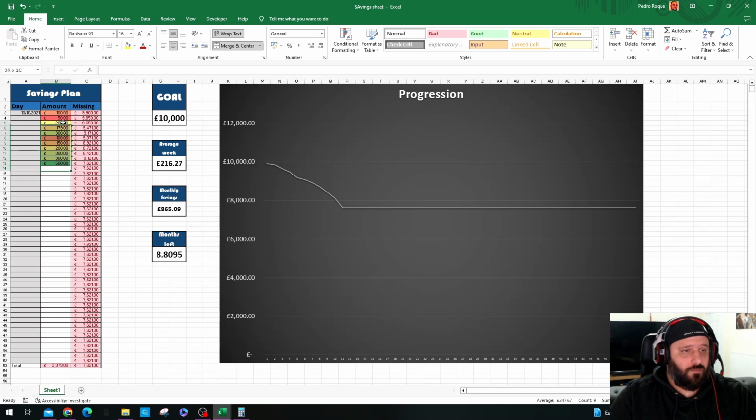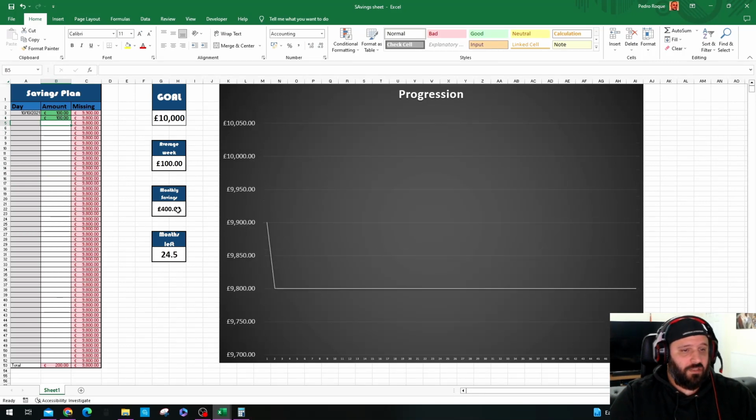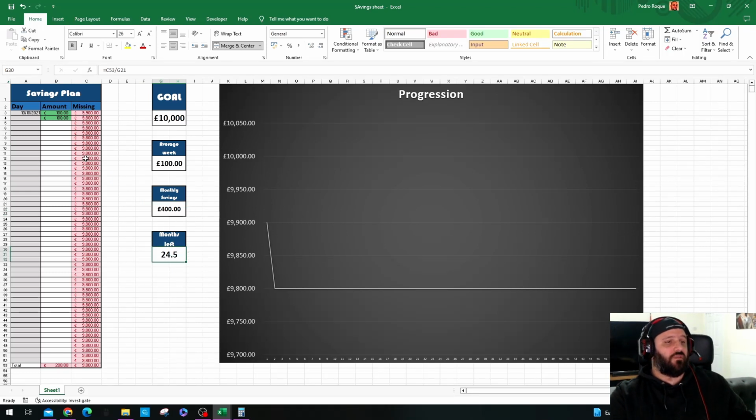However, if you can't save it that much, this is gonna change, obviously. This month you only managed to put 200. It says the average is gonna be 400, and you got 24 months left, but you know for sure that this month you only put 200.